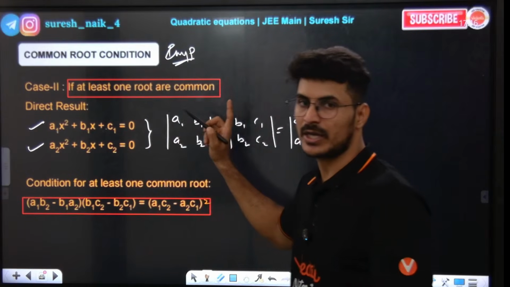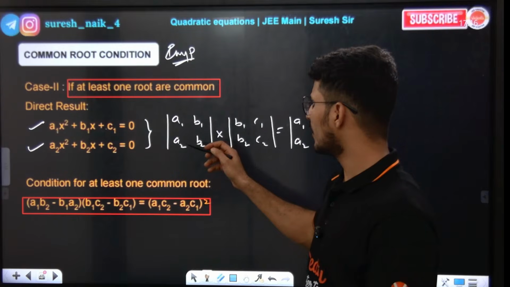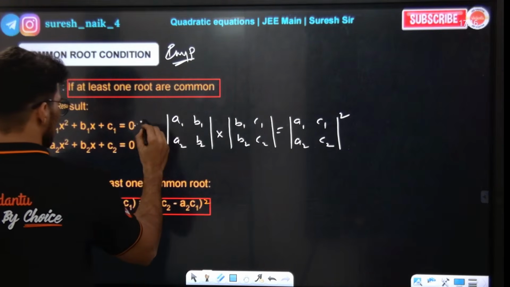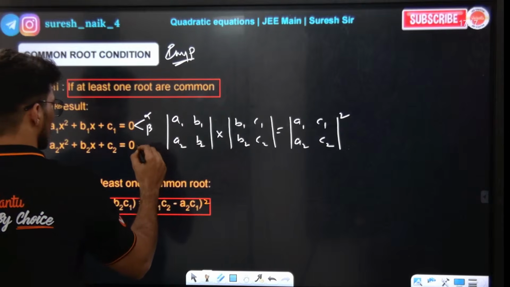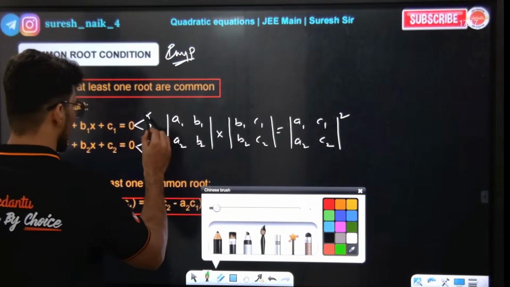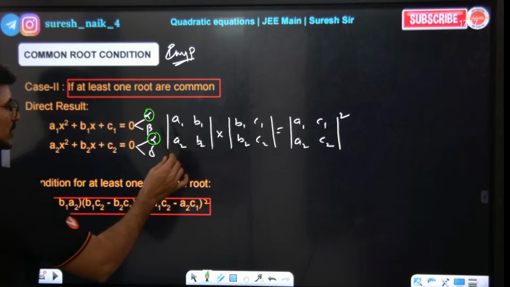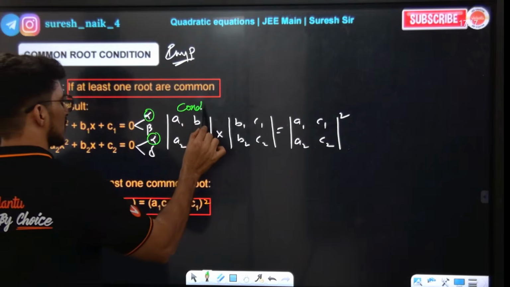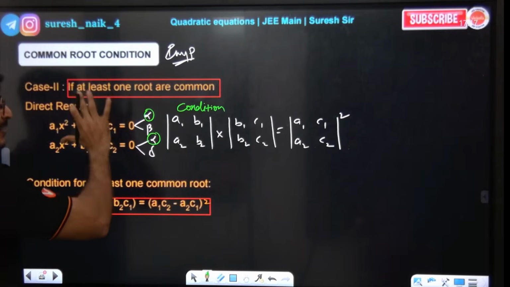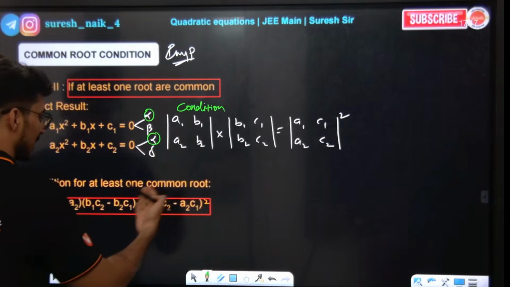If at least one root is in common, basically. One root in common is nothing but what? Let me write here. Look, this has alpha, beta, this has alpha, delta. If you observe this properly, alpha is common here. So this is a condition we need to apply when there is one root in common for both quadratics, and then solve.